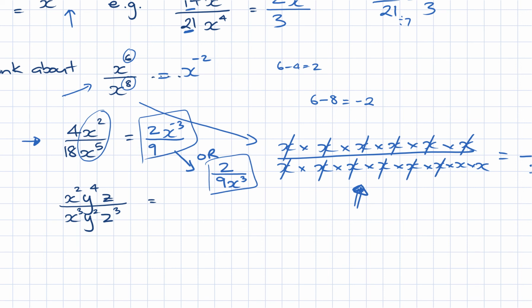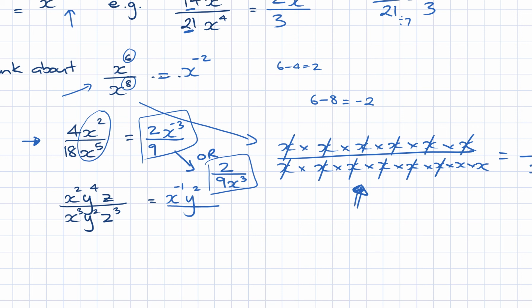Okay, this last example here, a few more letters involved here, but we're just looking for the bases that are the same. So I've got x squared divided by x cubed. 2 minus 3 is negative 1. So I'm going to end up with x to the power of negative 1. Y to the power of 4 divided by y squared. So 4 minus 2 will give me 2.